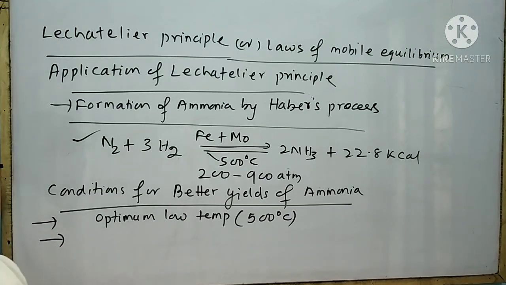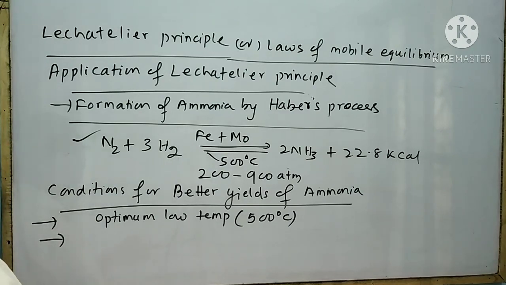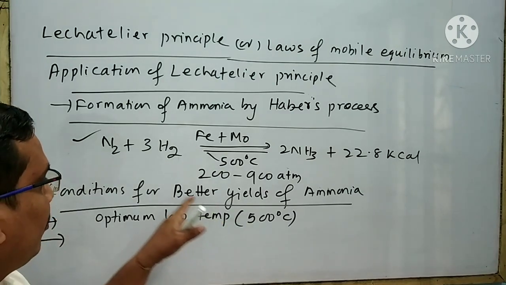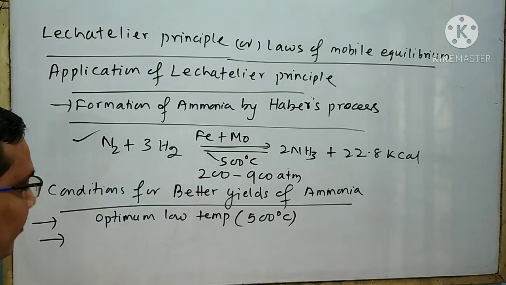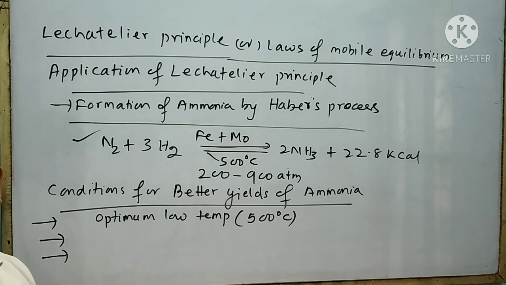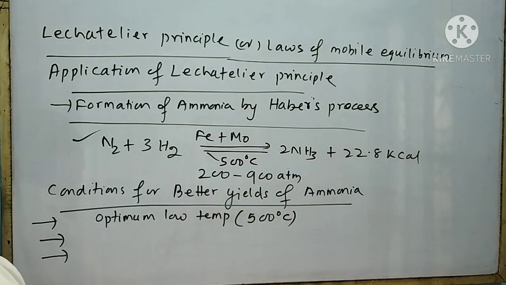Next condition, high pressure, that is optimum high pressure, as the number of reactant molecules is greater than the number of product molecules. Next condition, an increase in concentration of N2 and or H2 or decrease of concentration of NH3 is more favorable for the better yield of ammonia. These are the conditions for the better yield of NH3.